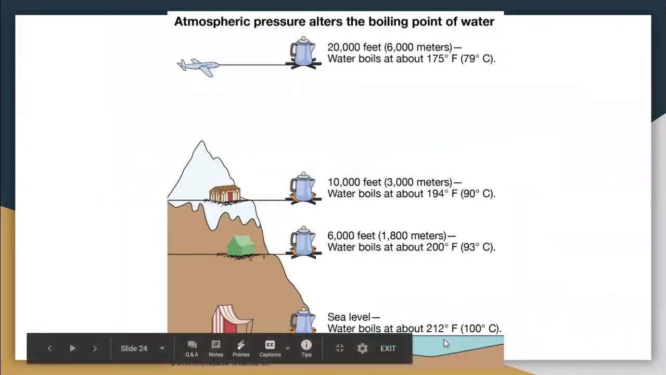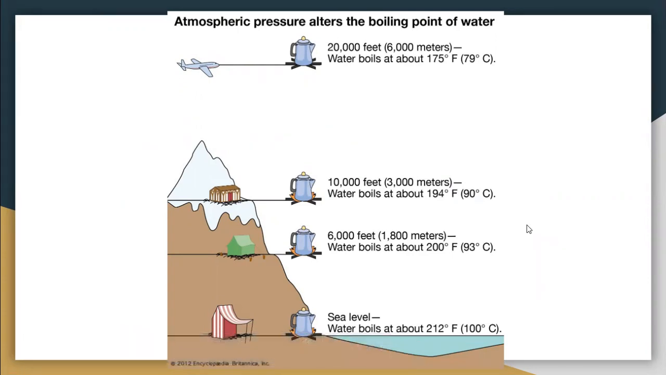So, at sea level, water is boiling at 100 degrees Celsius, which is 212 degrees Fahrenheit. I'm trying to get that black bar to go away. Come on, black bar, go away. Anyways, and then if you go up higher in the mountain, at 6,000 feet, water is going to boil at 200 degrees Fahrenheit or 93 degrees Celsius.